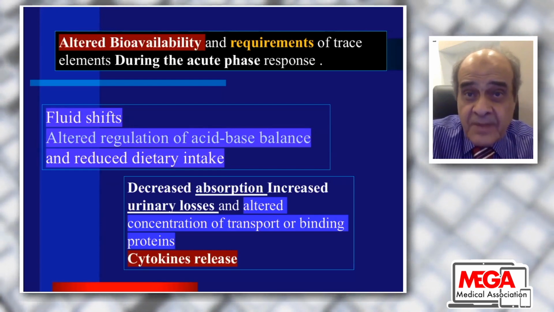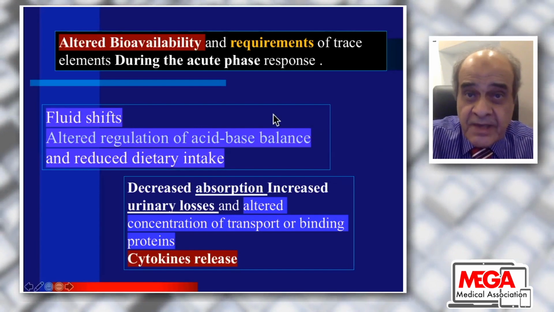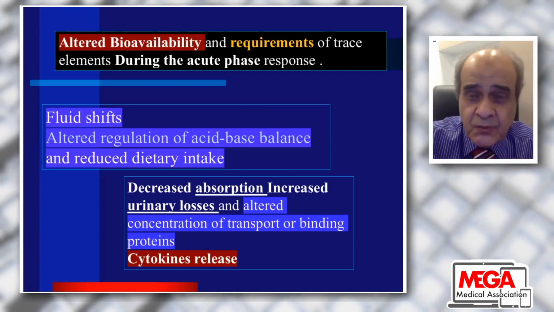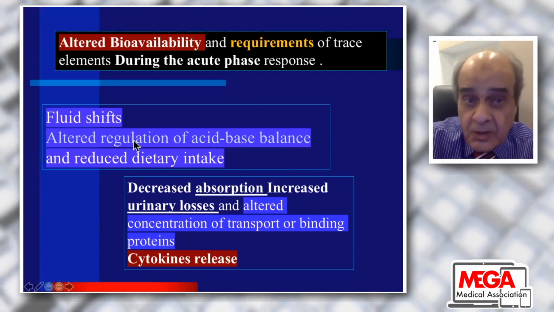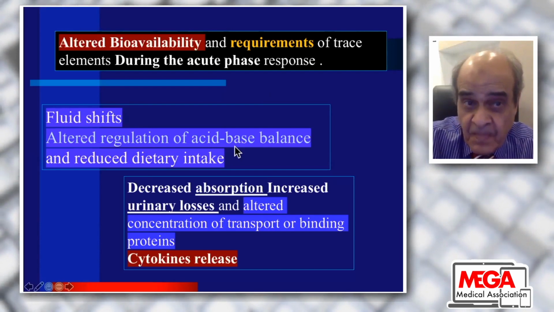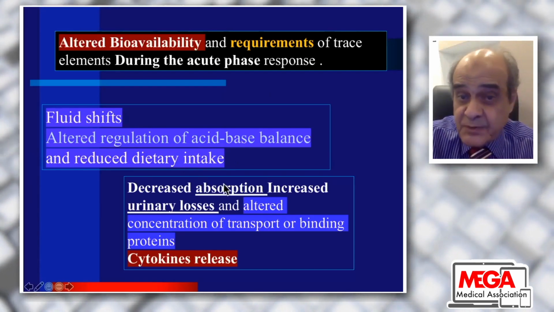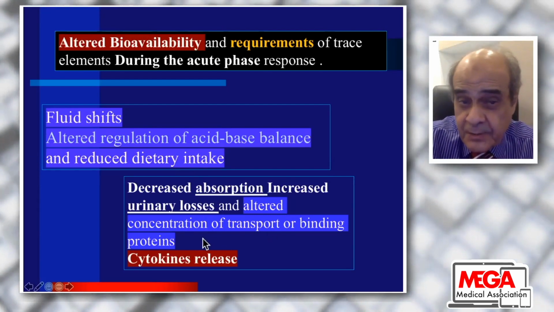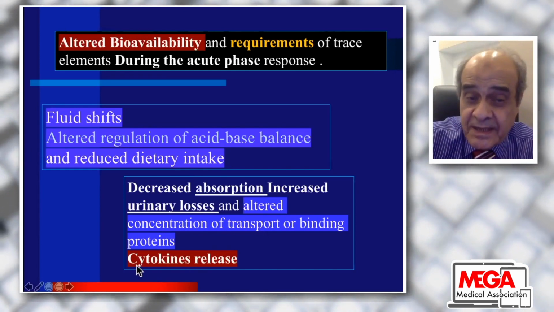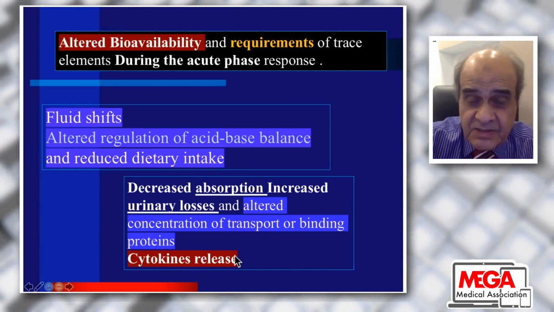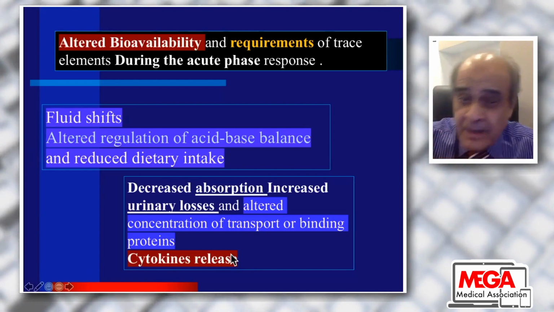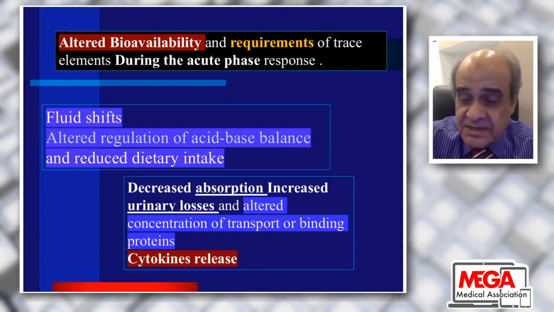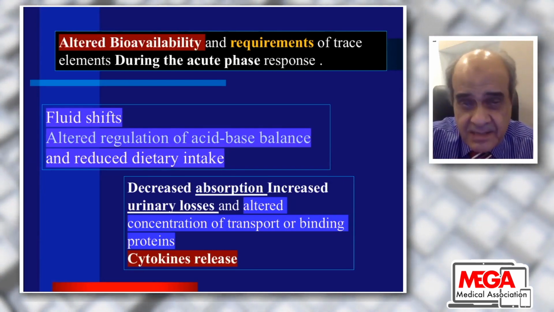Bioavailability and the requirement of trace elements are altered during the acute phase response in the early 2-3 days due to fluid shift, altered regulation of acid-base balance, and reduced dietary intake, decreased absorption, increased urinary loss, and altered concentration of transport or binding proteins, and also due to cytokine release or cytokine storm. All these factors really disturb and alter the bioavailability of the trace element in our body.